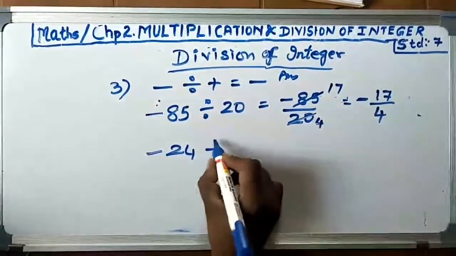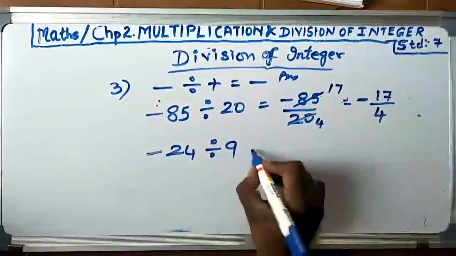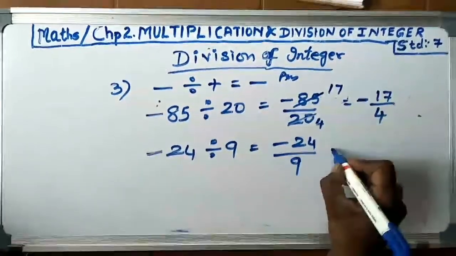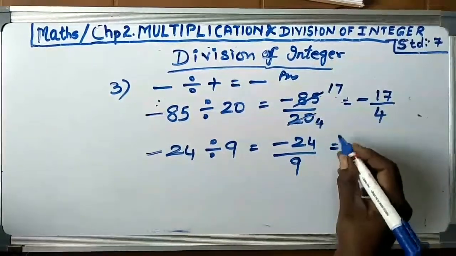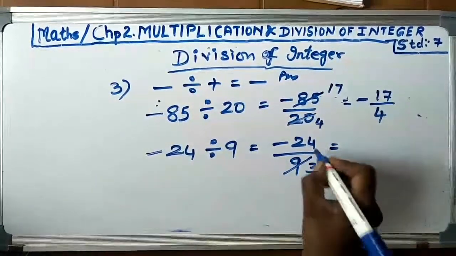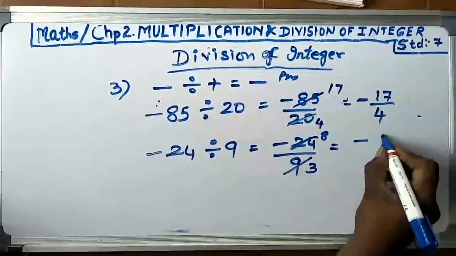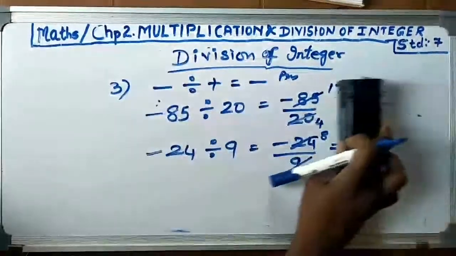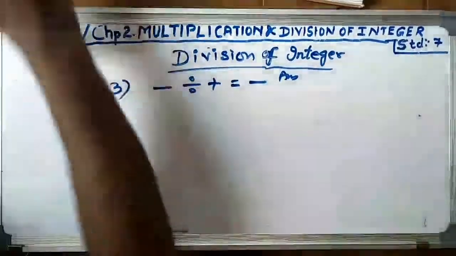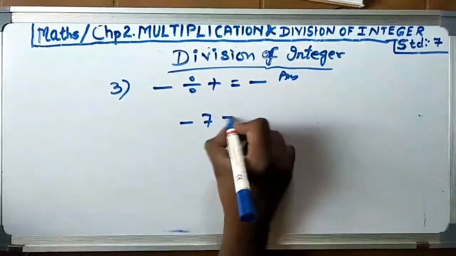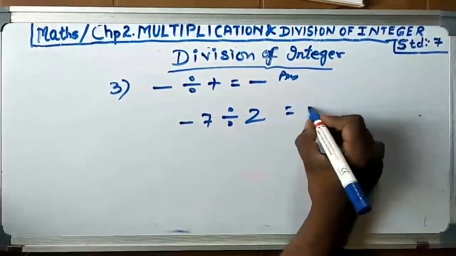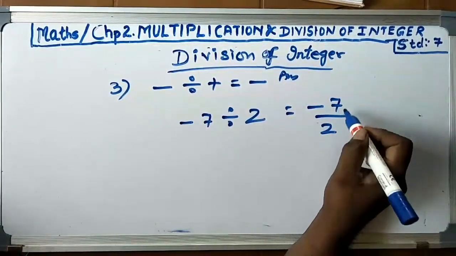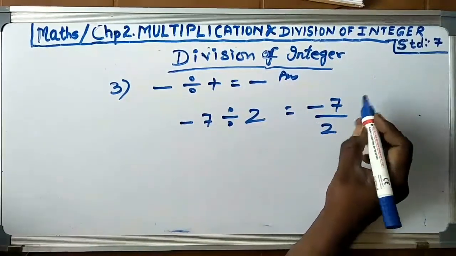Minus 24 divided by 9. Now I'll write minus 24 upon 9. Here both go in the 3 table commonly. So 3 threes are 9, 8 threes are 24. It is minus 8 upon 3. I'll do some more sums for your practice. Minus 7 divided by 2. I'll write minus 7 upon 2. Now 7 and 2 are prime numbers. They don't go in any table. So this is your answer.